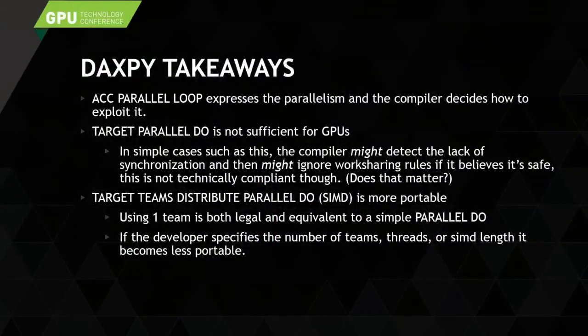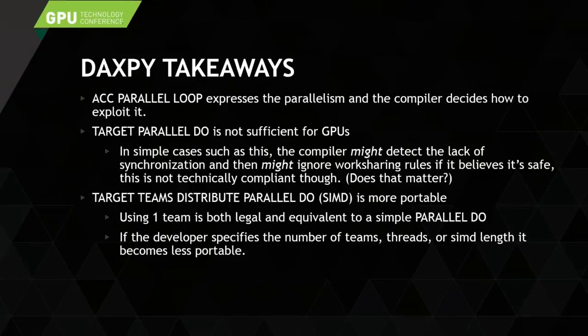So some takeaways on this case study. ACC parallel loop expresses the parallelism and lets the compiler decide what to do with it. It's really as simple as that. You have one way to do this. You express the parallelism, and no matter what architecture, the compiler will decide what to do. In OpenMP, there are several ways to do it.